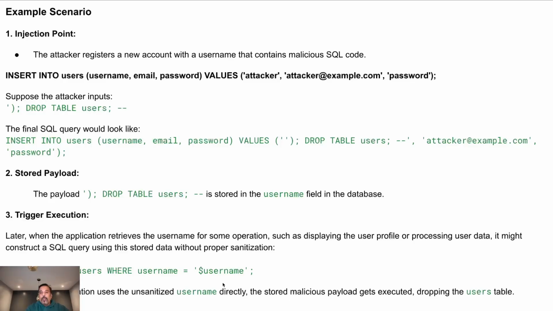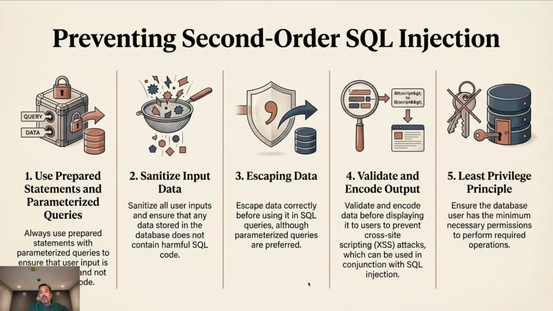So that is something which is stored in your application, and then executed later on, whenever you do something else. That's what we call second order SQL injection. Now the question comes: how to prevent this?